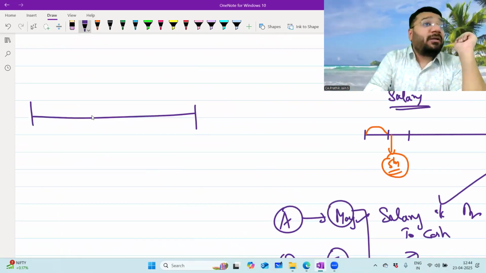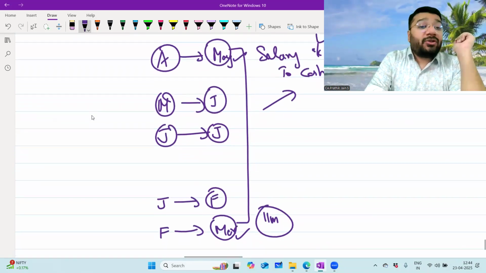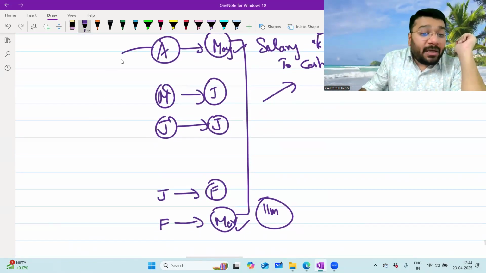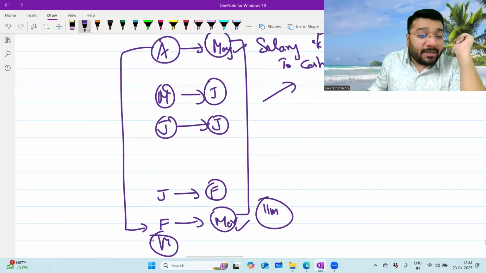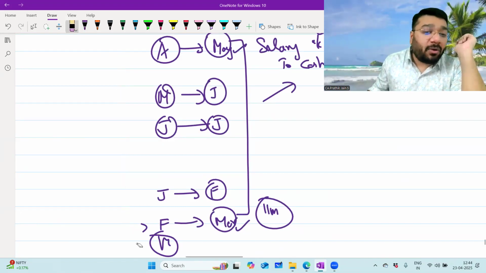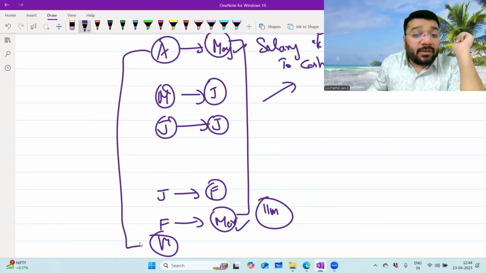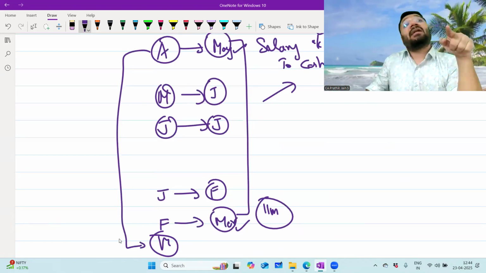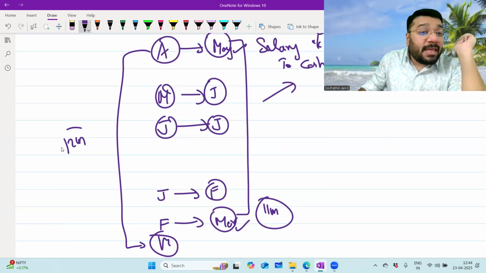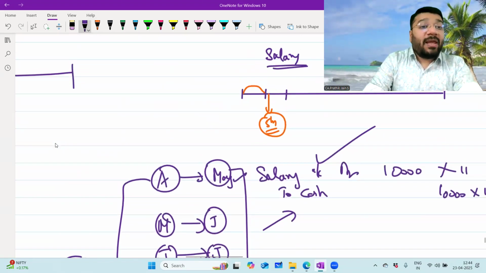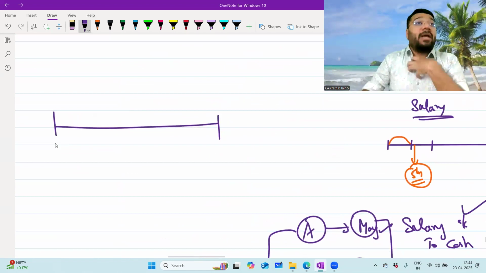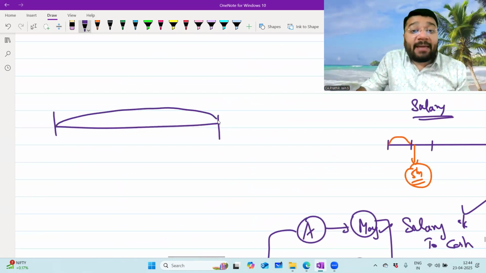Your employee has worked with you from what month to what month? She worked from April to March. Do you agree with me? The employee started working in your company from 1st April and worked till the end of March, 31st March. So for how many months did the employee work? 12 months.